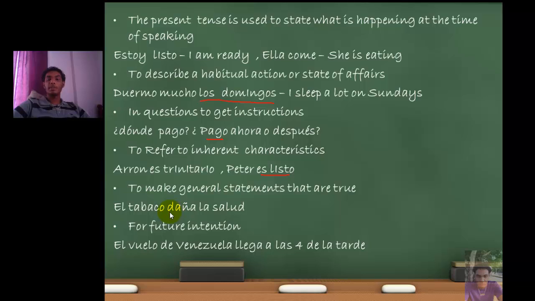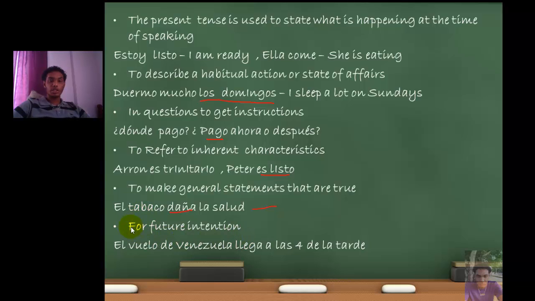To make general statements that are true, you would see this a lot, especially when I went to Venezuela. I saw that smoking is bad, tobacco damages health, right?